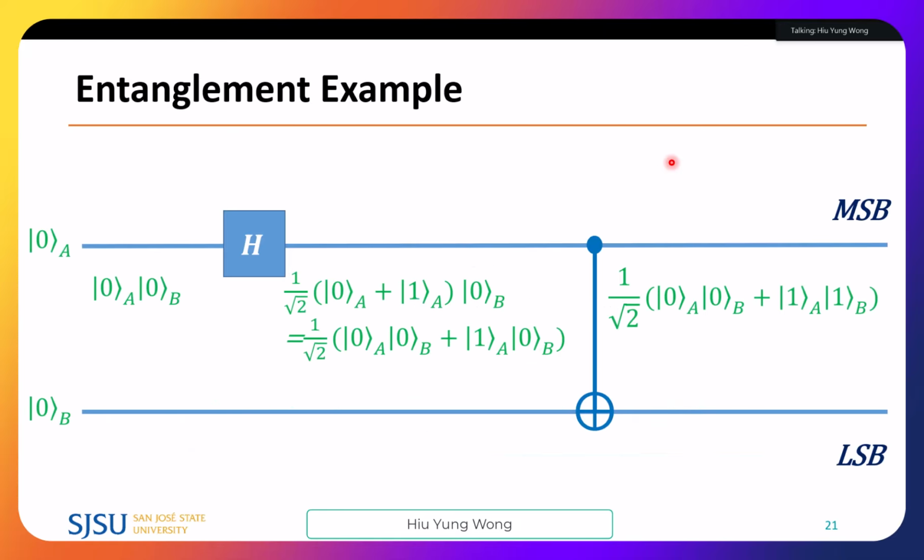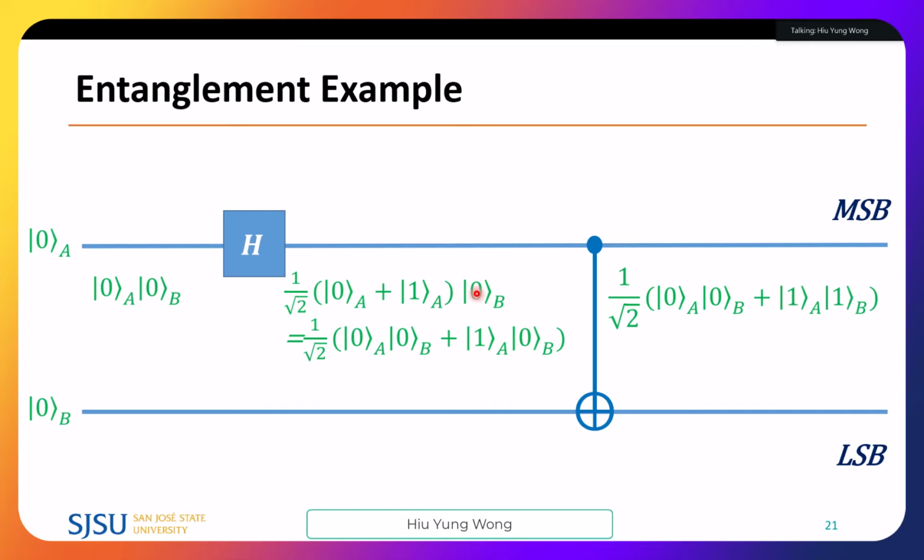And this is an example of entanglement. We start with 0, 0. Earlier I told you that I can have a Hadamard gate. Hadamard gate will do superposition, right? So 0 will become 0 plus 1. That is how we do it. For B, for the lower qubit, nothing is changed because there's no gate.